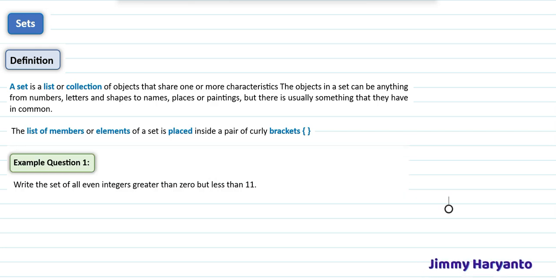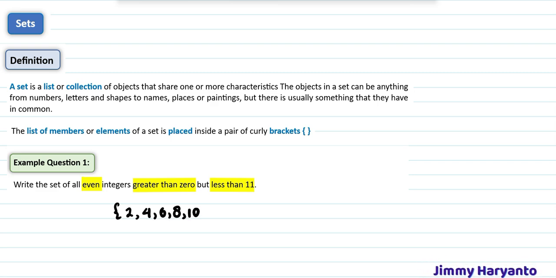Example 1, write the set of all even integers. So this question wants you to list the even integers greater than 0 but less than 11. Because this is a set, you have to list the elements in the curly brackets like this. So even integers greater than 0 will start from 2, and then 4, and then 6, and then 8, and then 10. The question says less than 11, so we have to stop right here, and then we close the brackets. This is how you write a set.